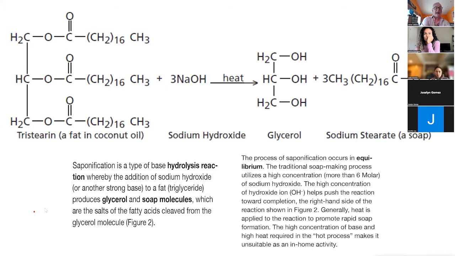So this is a fat in coconut oil. Anyone used coconut oil in cooking? Or even on your hair? Some people put coconut oil on their hair. So at room temperature, is coconut oil a liquid or a solid? Depends on the temperature. If it's warmer, it's liquid. Right, but at room temperature, or slightly cooler, it's probably solid. Solid is exactly right.